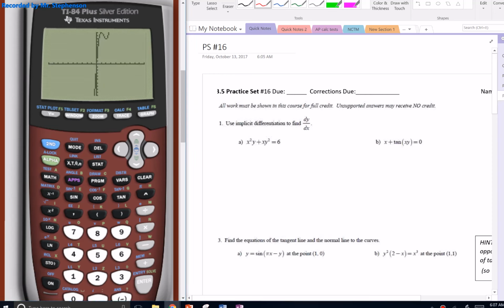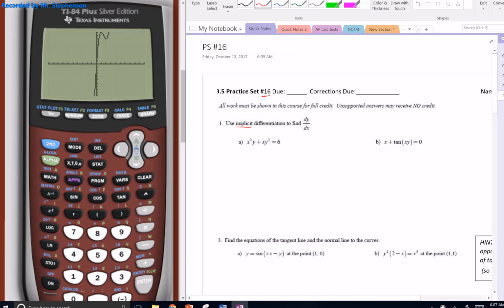All right, here we are on the 3.5 practice set, which is number 16. And I'm just going to go ahead and do the problems for you here. You should be trying these on your own, but if you get stuck, you're more than welcome to look at this. So we're trying to use implicit differentiation.